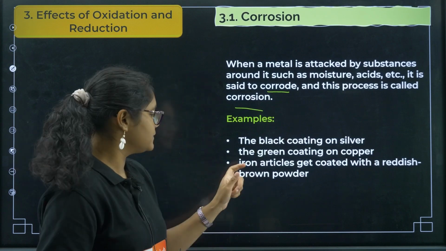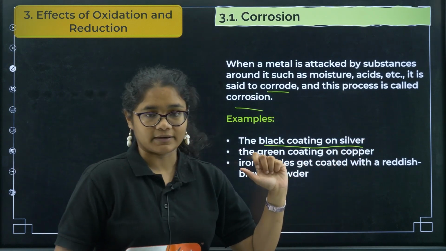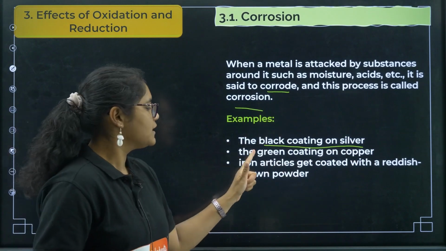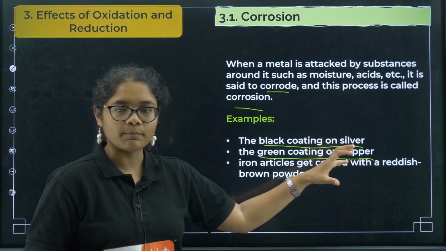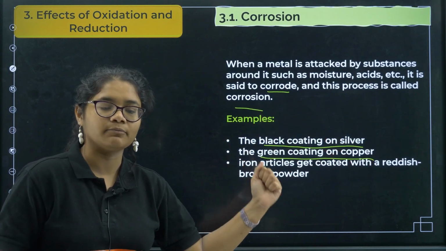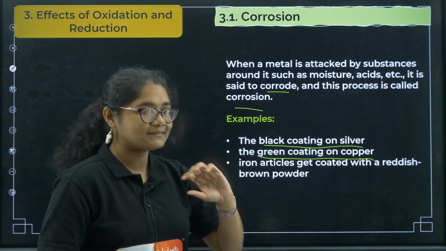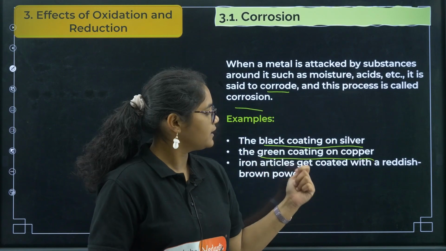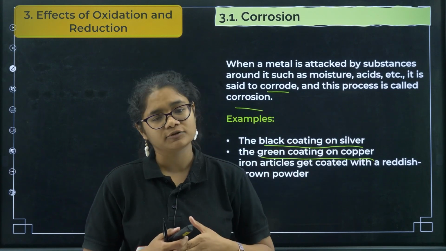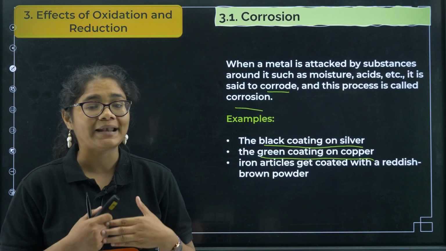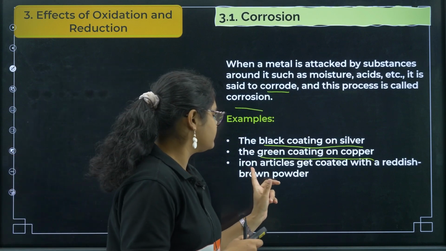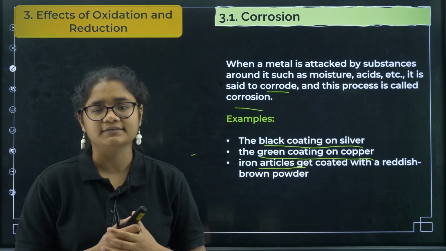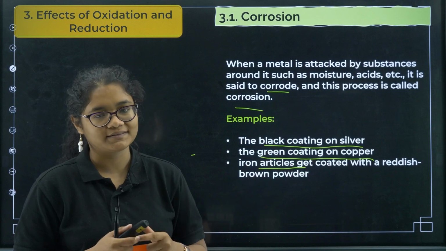So here are some examples. The black coating on silver, this is also corrosion. Green coating on copper: when copper reacts with atmospheric moisture and oxygen, it gets a green coating over it. Similarly, when silver reacts with atmospheric oxygen or moisture, it gets a black coating on it. And next, if you see iron articles, rusting of iron is very common. I hope all of you have seen it.